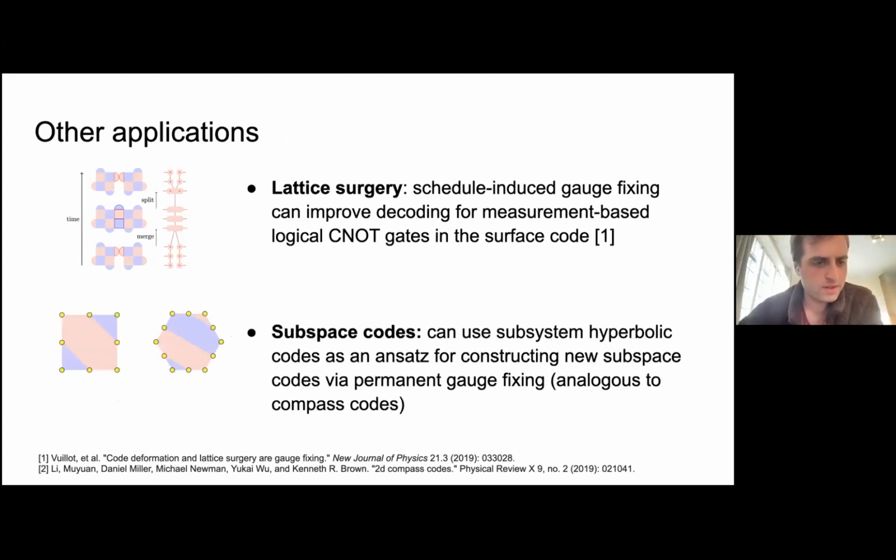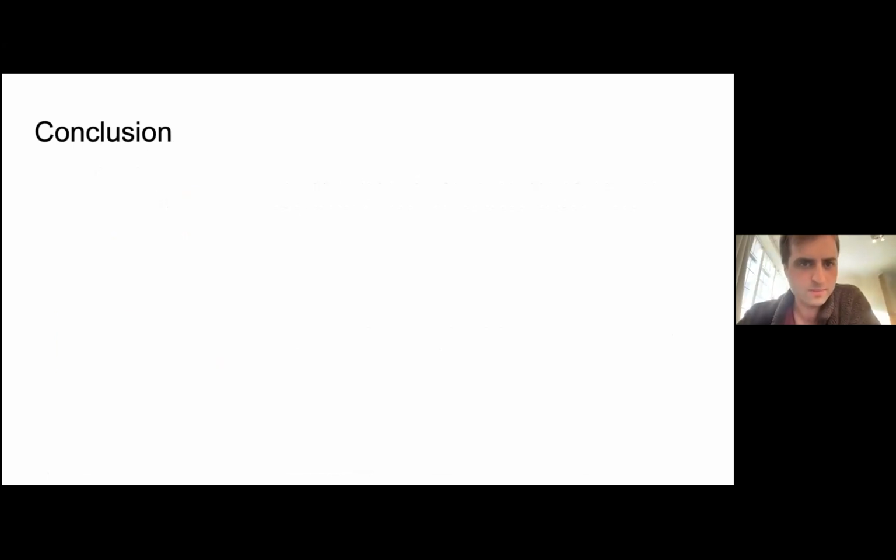And you can also use these subsystem codes as an ansatz to construct subspace codes, where subspace codes are just stabilizer codes with a trivial gauge group. So if you permanently gauge fix in these different families of subsystem codes, then you can construct stabilizer codes that might be tailored to noise models which are inhomogeneous in space, say. This is analogous to work done by some people in Ken Brown's group on 2D compass codes. So you could do the same thing for these subsystem codes, and perhaps there could be some interesting subspace codes to explore there.